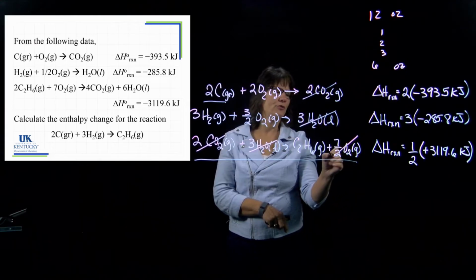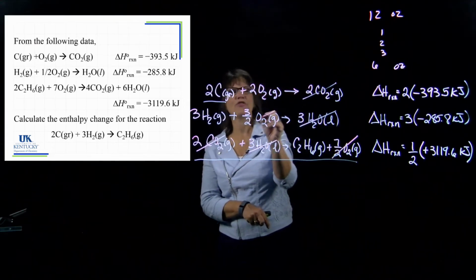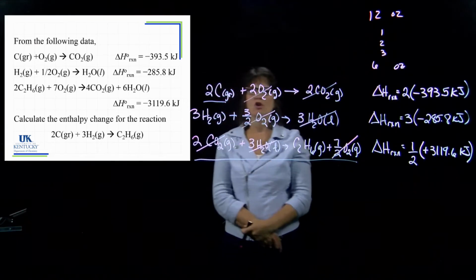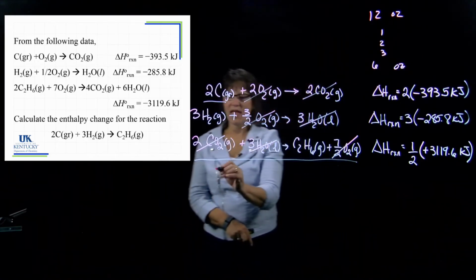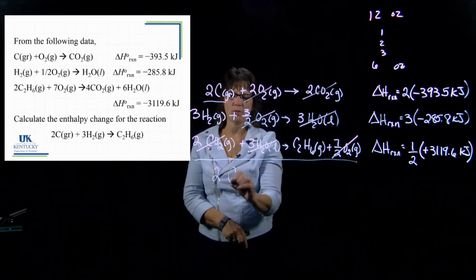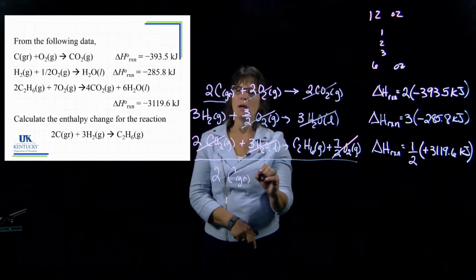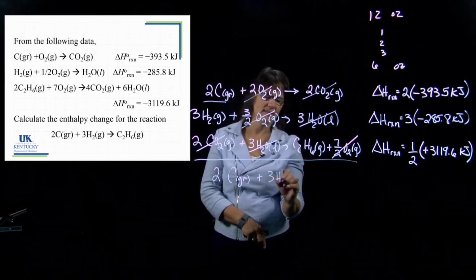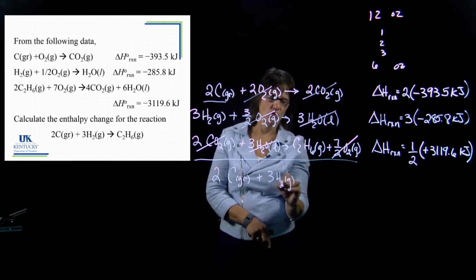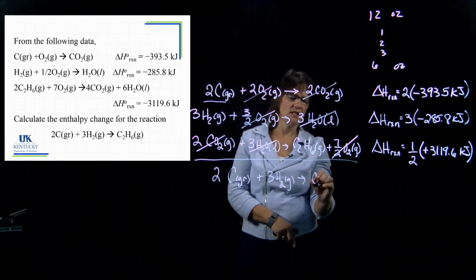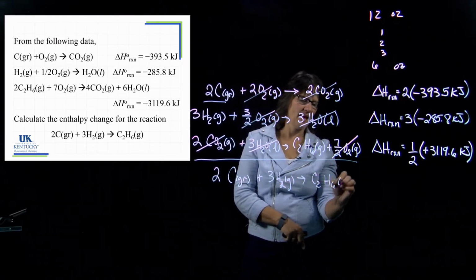So I have 3.5 oxygens over here, 3.5 oxygens over here. So all the oxygens cancel. And that does leave me with 2 carbons in the form of graphite, plus 3 hydrogen gas, that's a 2, producing C2H6, and that's a gas.